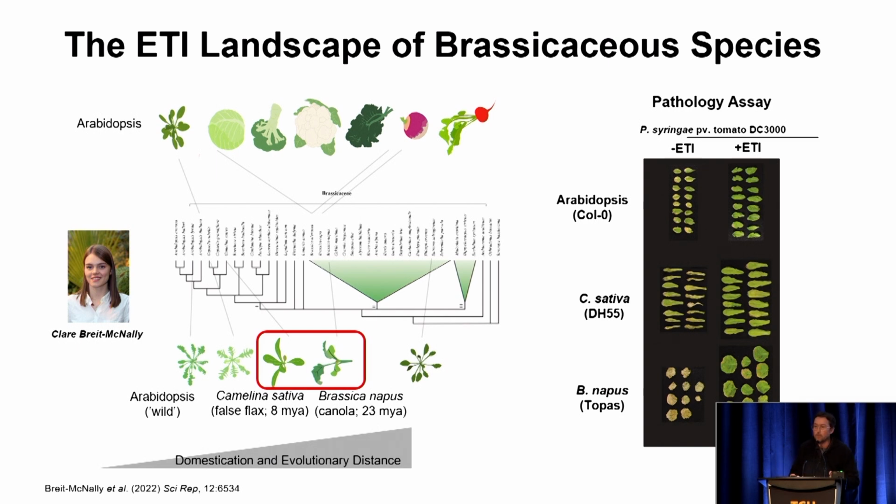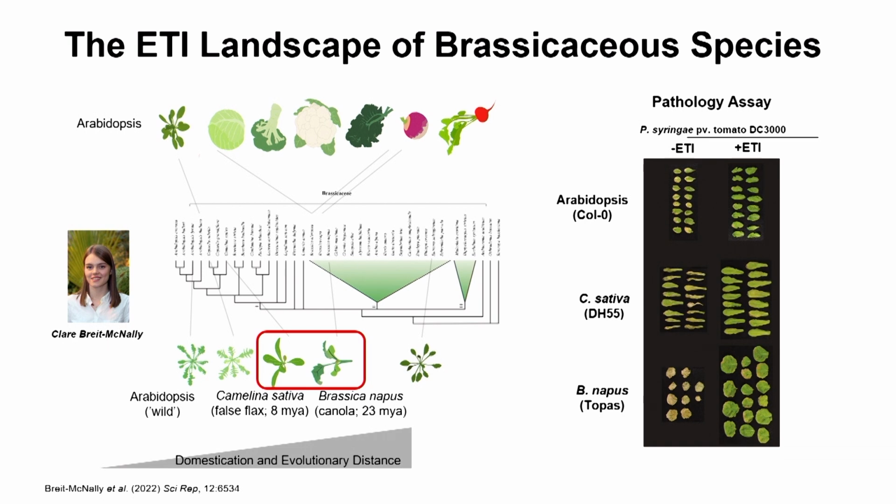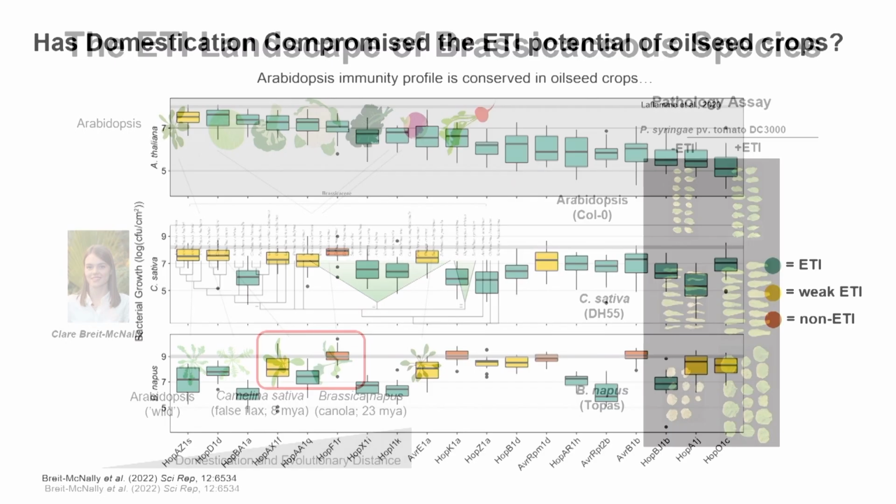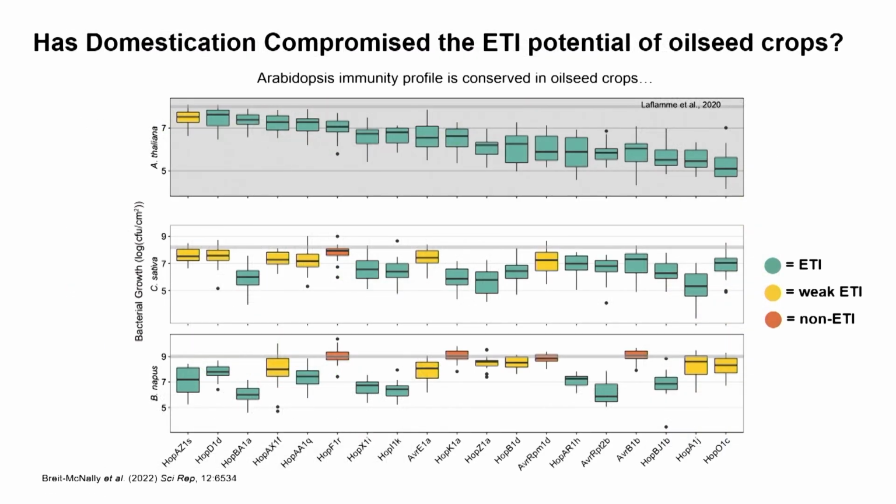So that means that we could do a screen for resistance similar to what we did in Arabidopsis. We could screen this effector diversity panel we had for resistance in false flax as well as in canola. And this was all done by a graduate student, Claire Bright McNally. The first question we had was, we had 19 immune elicitors that were recognized in Arabidopsis. How many of those 19 are recognized in these oilseed crops? There's a lot in the literature about how domestication has potentially limited the immune spectrum of crop plants. So we really wanted to test whether that's true in this case.